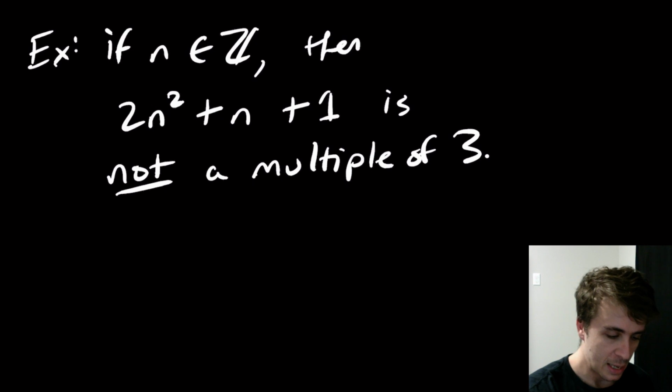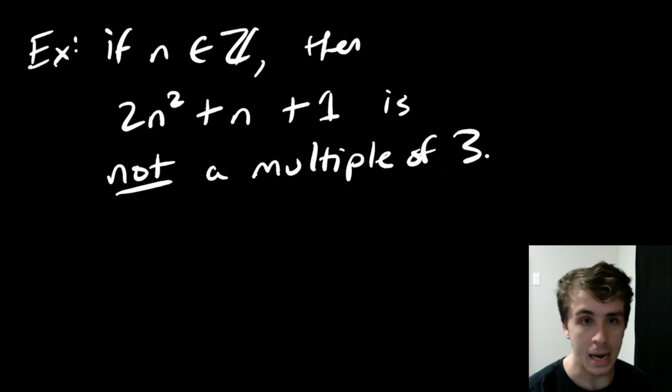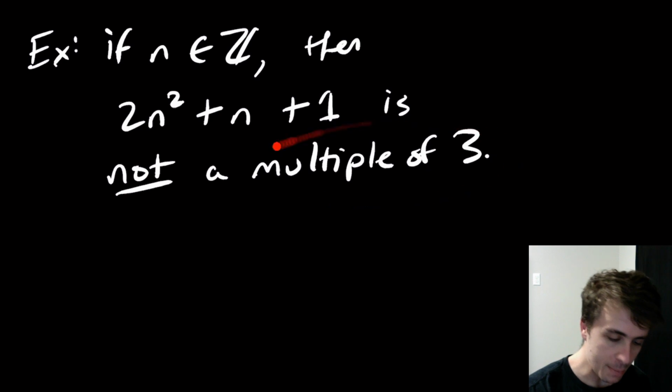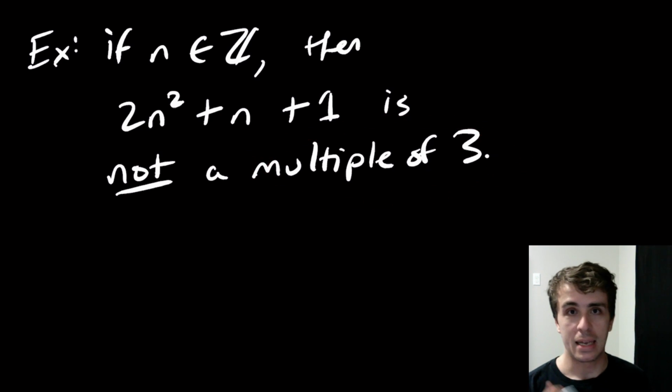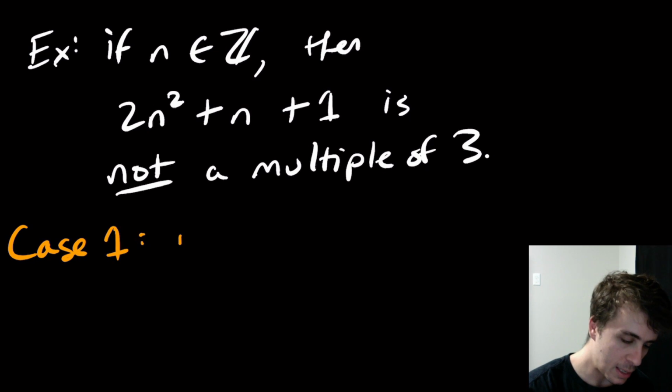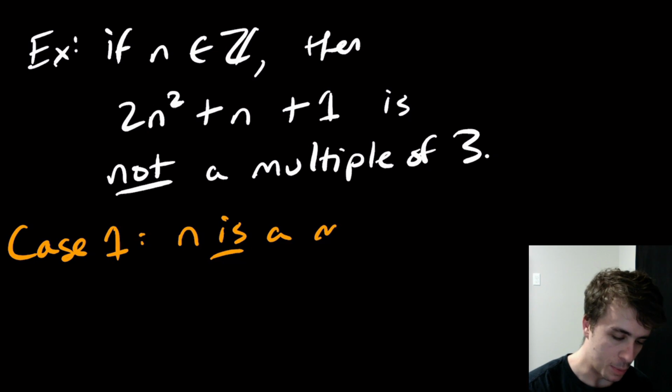This one's saying if n is an integer, then this little formula right here, 2n squared plus n plus 1, is not a multiple of 3. When you see multiple of 3 here, that gives you an indication of what n should be. So we actually are going to split this up into 3 different cases depending on what the remainder is when n is divided by 3. Here's how we're going to break it up. Case 1, n is a multiple of 3.